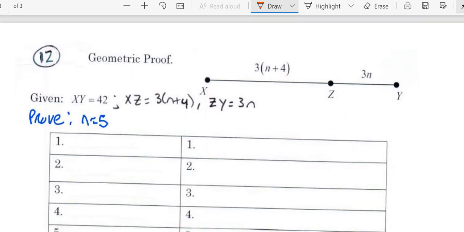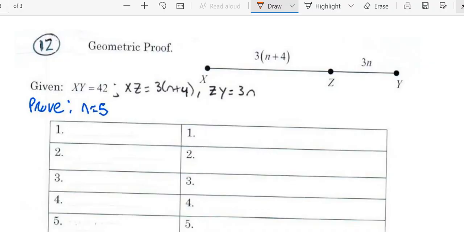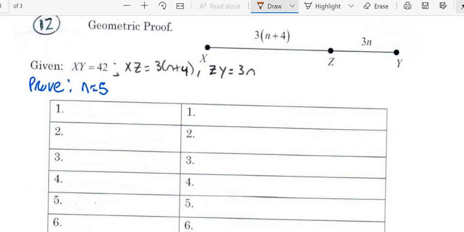Last two proofs here. Sorry about that. So for this one, on number 12, first thing I would start with was the given. And for this one, again, before you can plug in numbers, you need to write it out with the statement. So it would be xz plus zy equals xy, and that's going to be segment addition postulate.